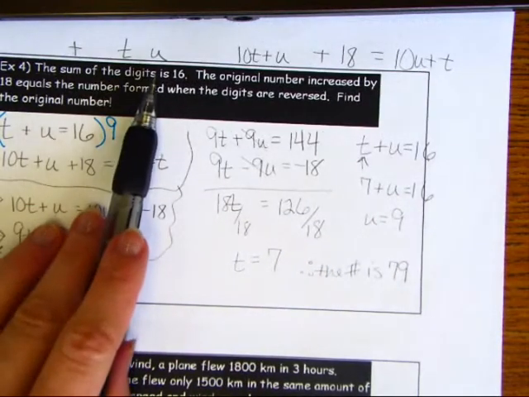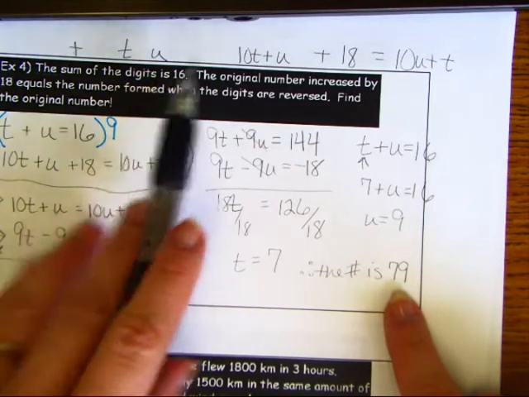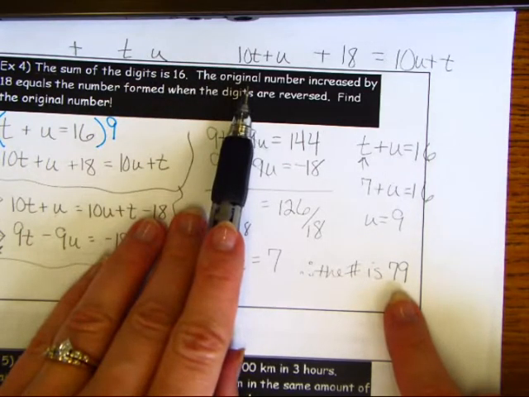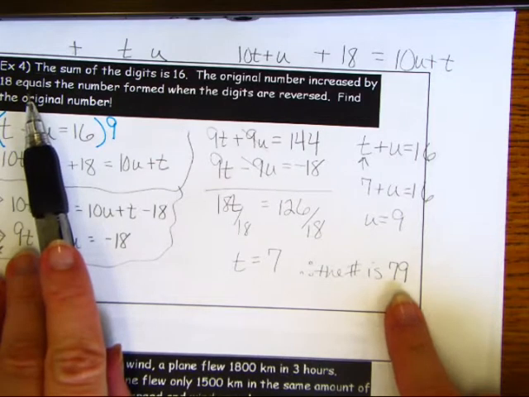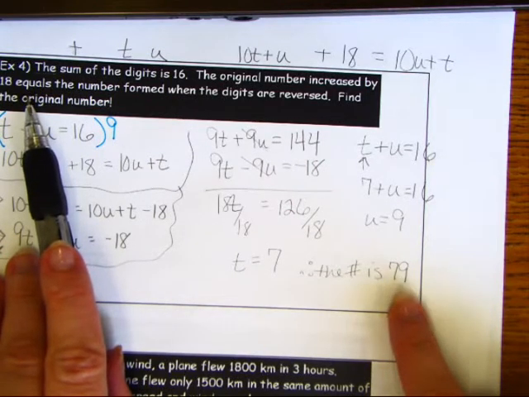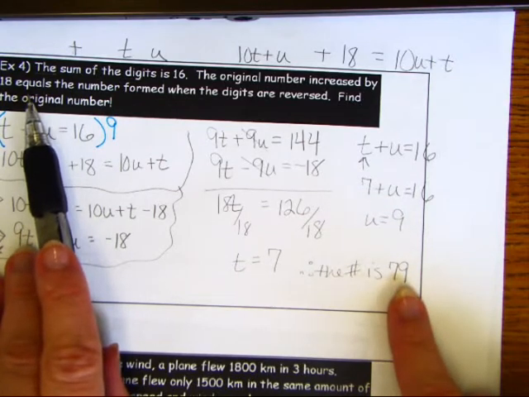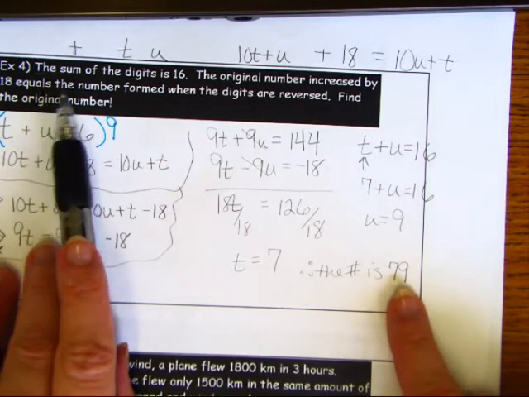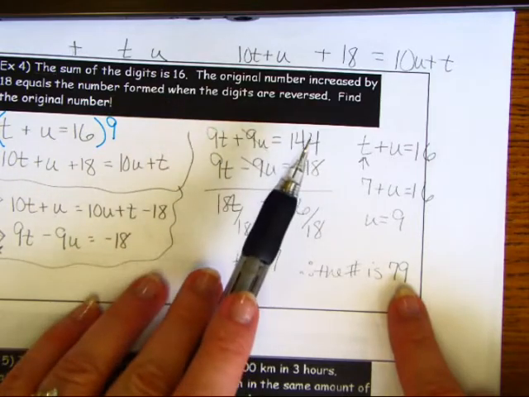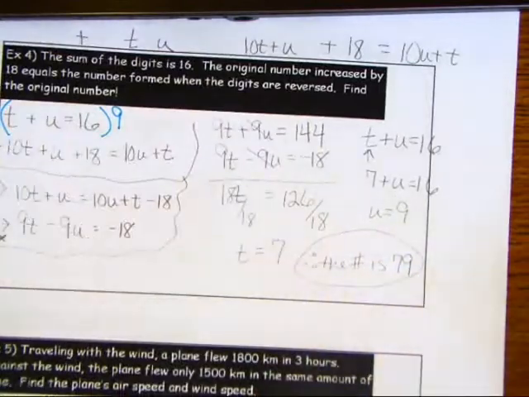And if you're not quite sure if that's right, just try to check it. Do the digits add to 16? In other words, the 7 and 9 make 16. Yep. Is the original number, if you add 18 to it, well, what's 79 plus 18? 79 plus 18 is 97, isn't it? Is that the number you get if you reverse the digits? Sure is. Must be right.